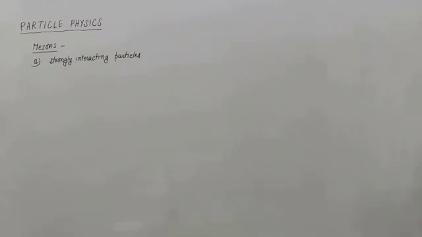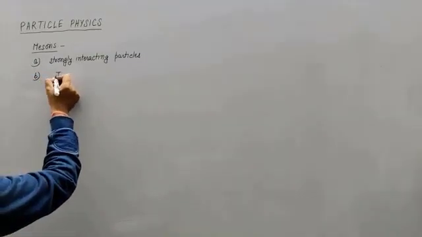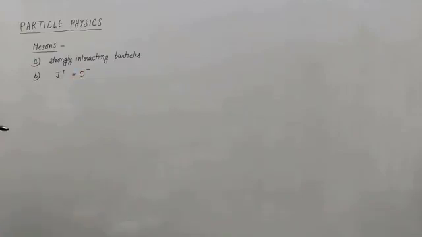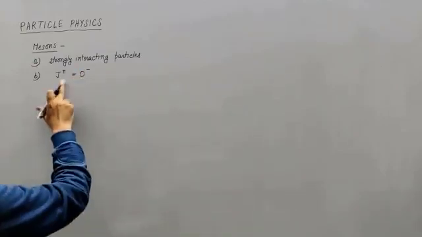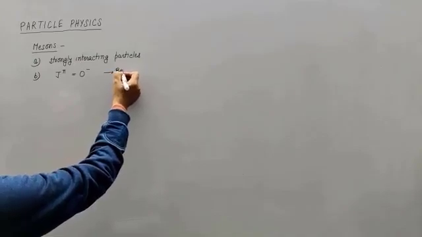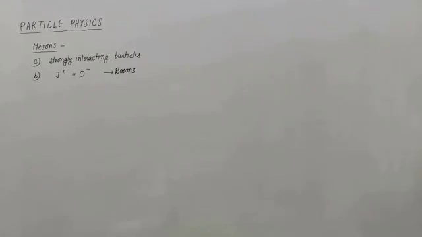Their spin is zero. Spin is zero for meson particles. If you talk about their spin and parity, then this is 0 minus. Parity is negative for meson particles. Spin is 0, so they are bosons. So these mesons are bosons. Their parity is odd, their spin is 0.